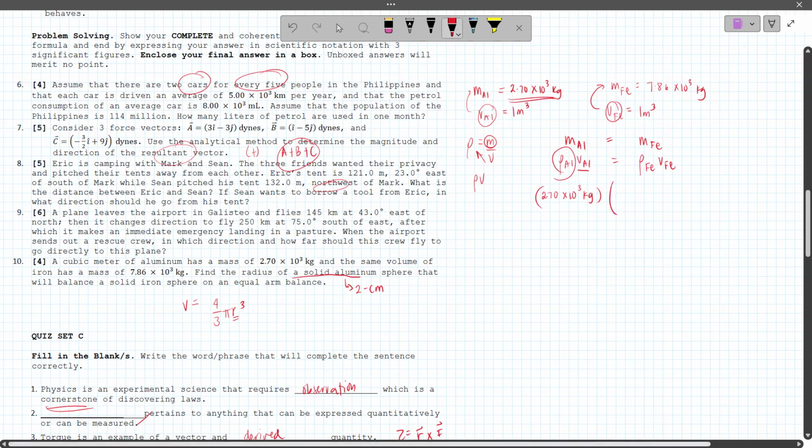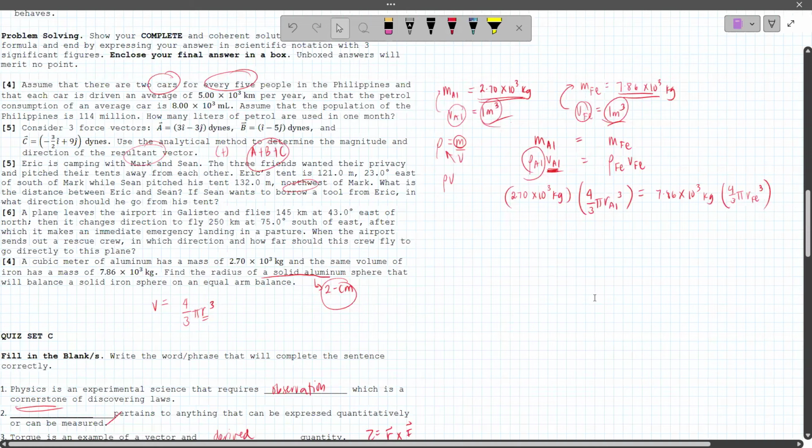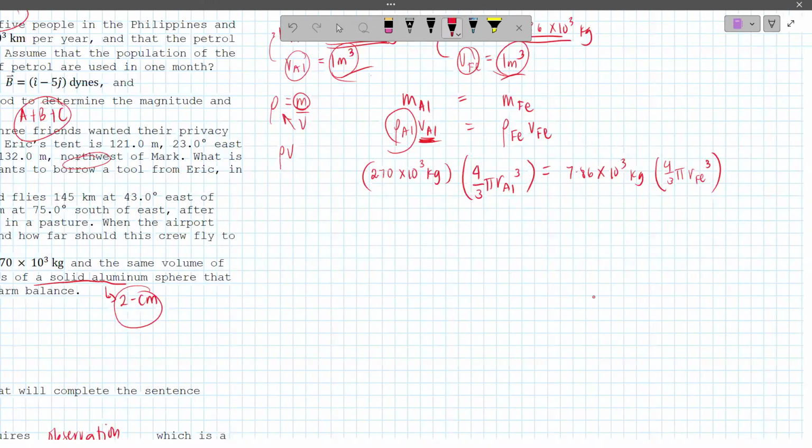times ang volume ng aluminum, hindi nyo ilalagay na 1 cubic meter, okay? So, ito yung volume niya kung buo siya, no? Buo with this mass. Pero kasi yung volume lang na tinitignan natin ay yung meron lang specific na radius, no? Kung ang radius natin ay 2 centimeters, edi ito ay magiging 4 thirds pi r of aluminum cube is equal to density ng iron is also this one, 7.86 times 10 raised to 3 kg times 4 thirds pi r of iron cube.